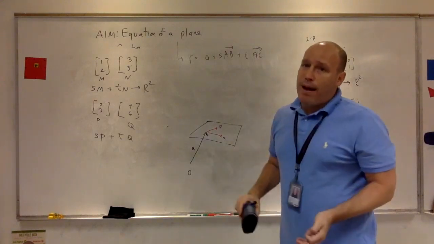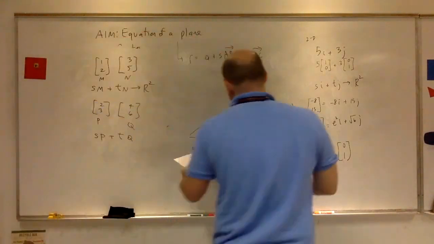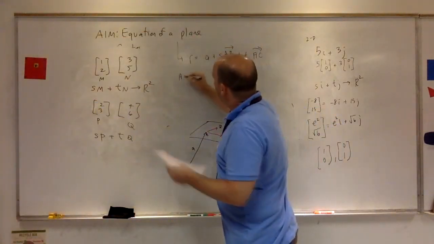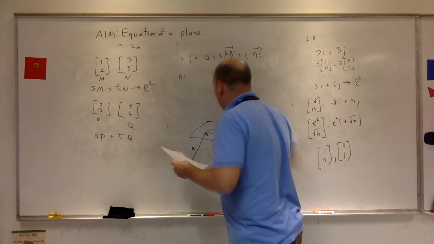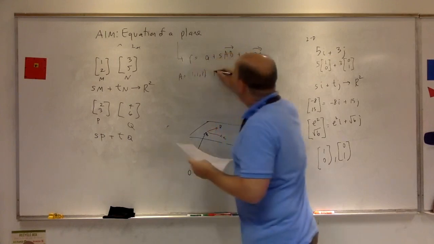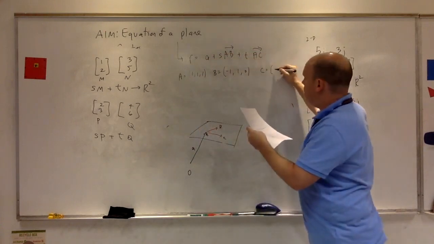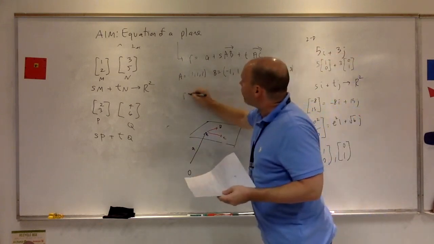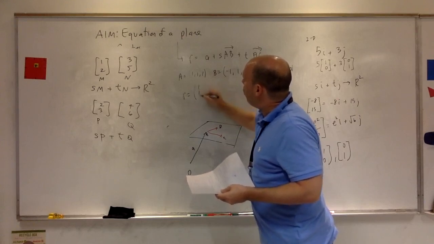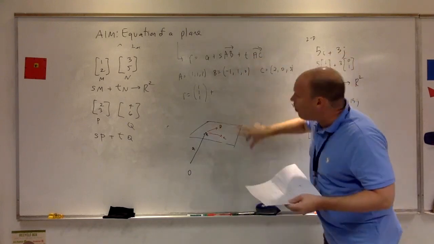So let's figure out the vector equation of the example I gave you, where A is (1, 1, 1). Oh no, A is (1, 1, 1), B is (-1, 1, 0), and C is (2, 0, 3). Well, first of all, I have to get on the plane, so it's (1, 1, 1). Now I need my two vectors to get me anywhere on the plane.